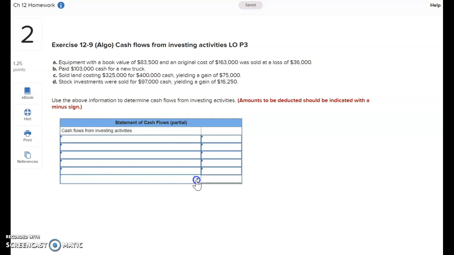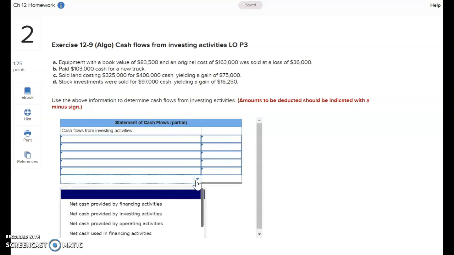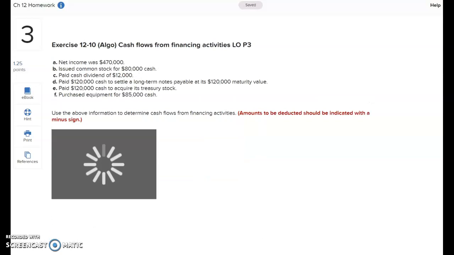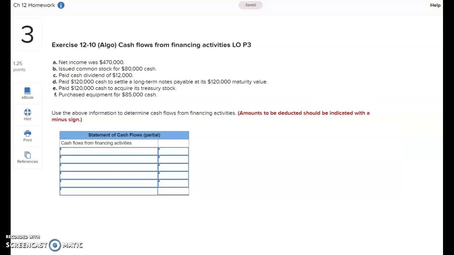And then make sure for all of these that you remember to choose, is it the net cash provided by the investing activities or the net cash used in investing activities, right? Because you'll get a message that it's incomplete if you forget that. Question 3, and actually I should say for question 2, you should refer to page 432 to 433.